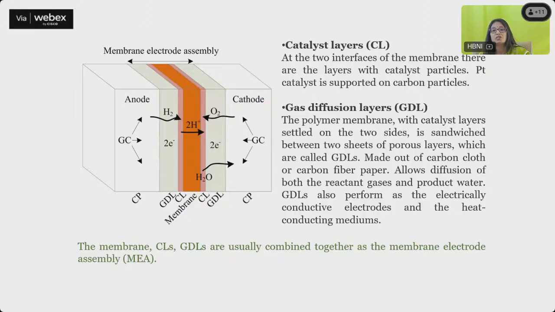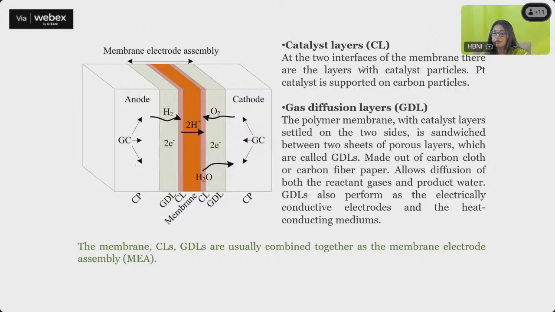You need to have very good catalysts to have this kind of efficient hydrogen movement and oxygen movement coming in from the air, and the generation of this catalyst layer is actually very important over here. Then you have a gas diffusion layer, and then you have these porous electrodes. Okay. So what is the catalyst layer?